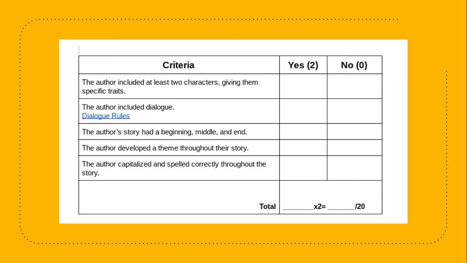The author developed a theme throughout their story. So trust your gut, treat others the way you want to be treated, just a lesson that a reader could learn from your story. And then that the author capitalized and spelled correctly throughout the story.